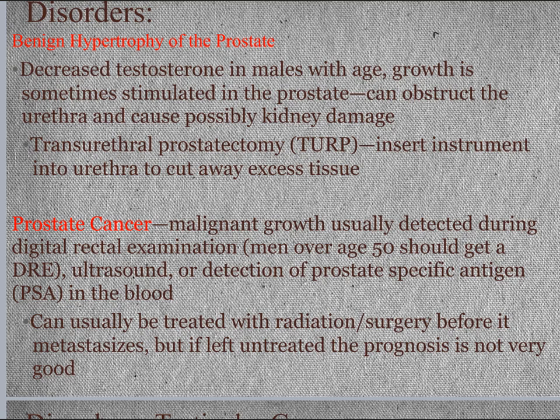There are also blood tests that you can use to check for prostate cancer, known as PSA, or prostate-specific antigen in the blood. Men over the age of 50 get an ultrasound that can measure the size of the prostate. You can also do it digitally with rectal exams. This can be treated with radiation or surgery before it metastasizes, but if left untreated, the prognosis is not very good because the cancer will then spread, hence the word metastasizing, to different parts of the body.